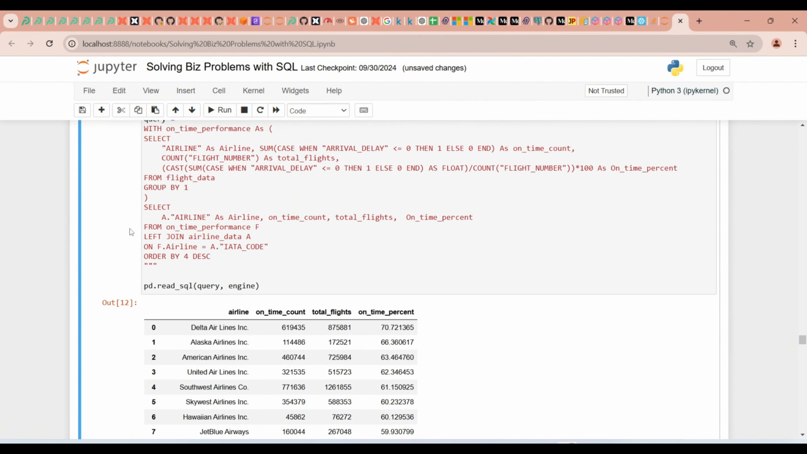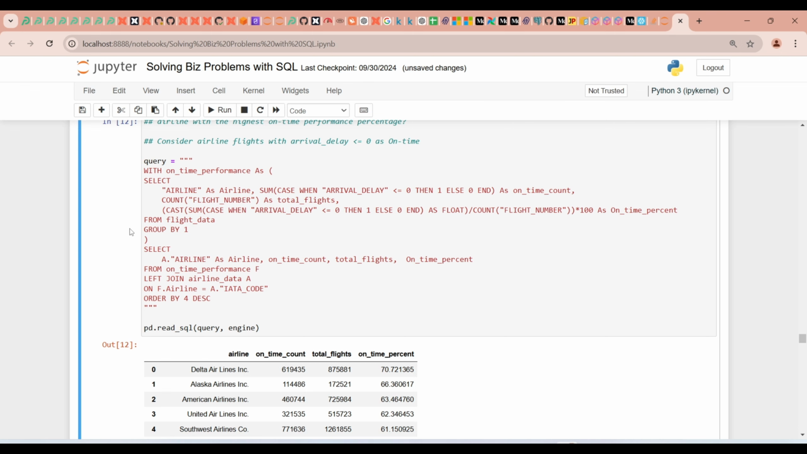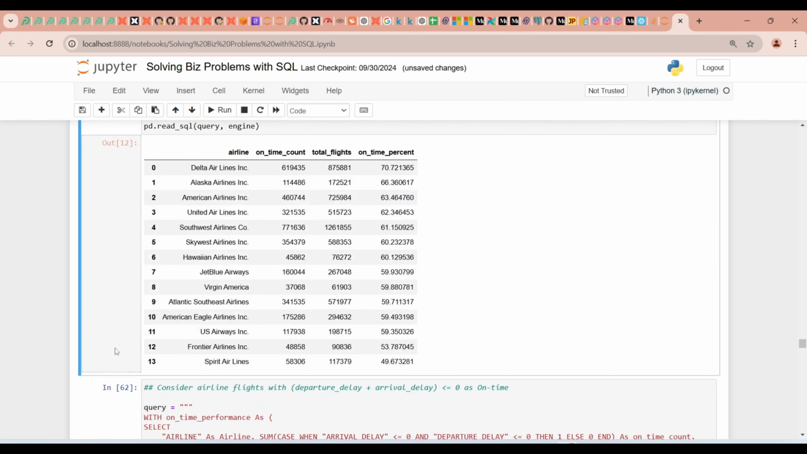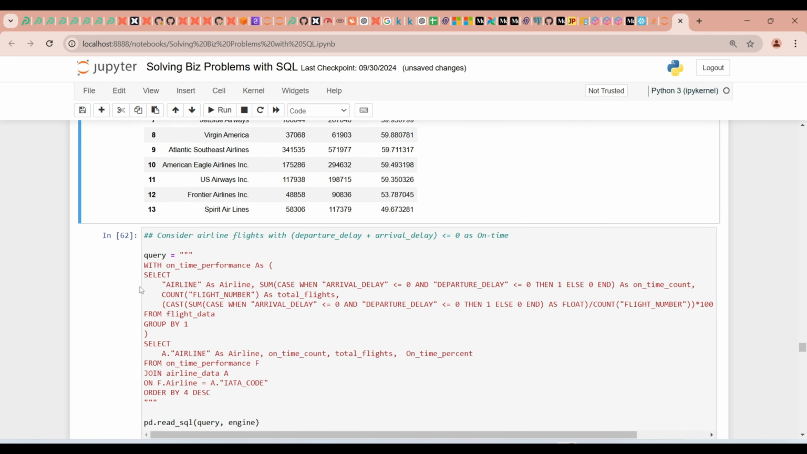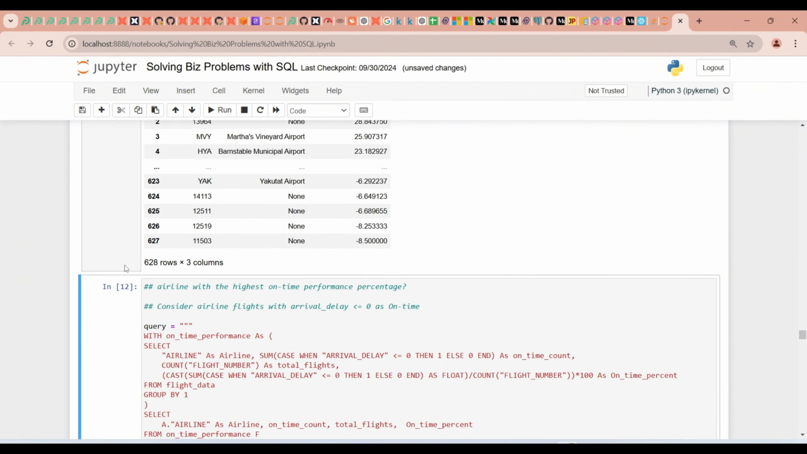So over 60% of the time, this airline has their flights usually on time, which is good because you want to arrive at where you're going as soon as possible. All right, so the next one, what's the next question there?